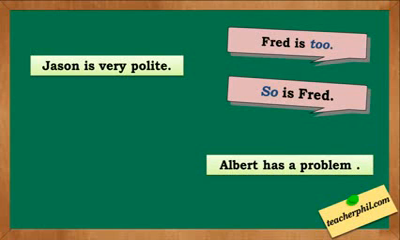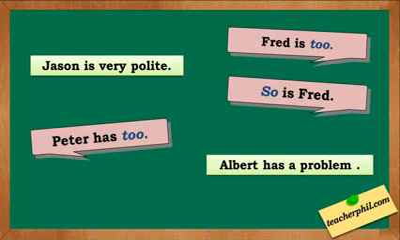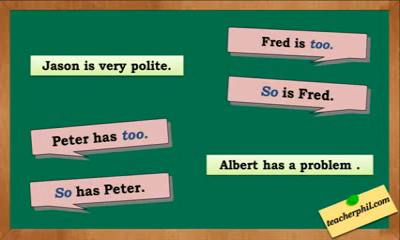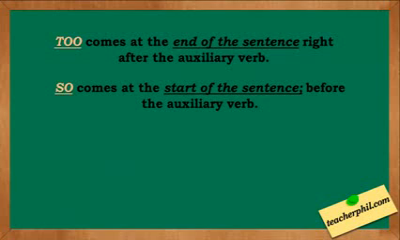Albert has a problem. Peter has too. Or, so has Peter. What have you noticed with these examples? Well, too comes at the end of the sentence right after the auxiliary verb, while so comes at the start of the sentence, before the auxiliary verb.